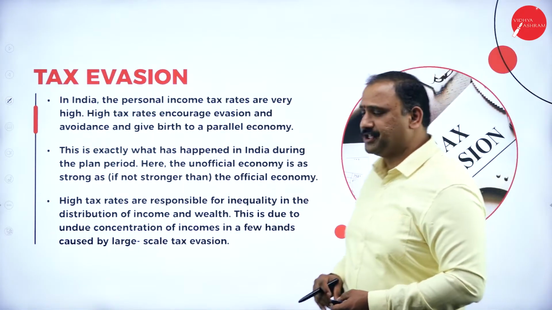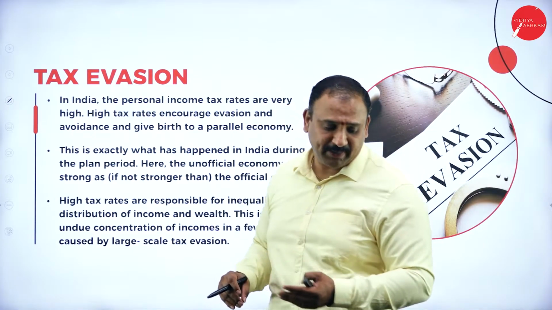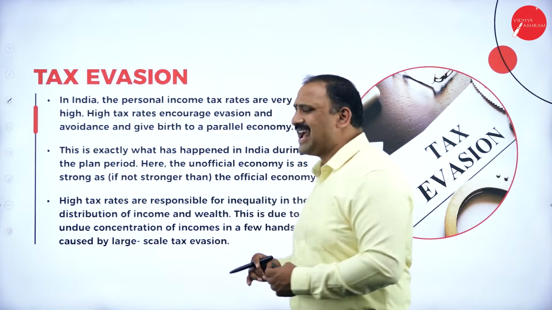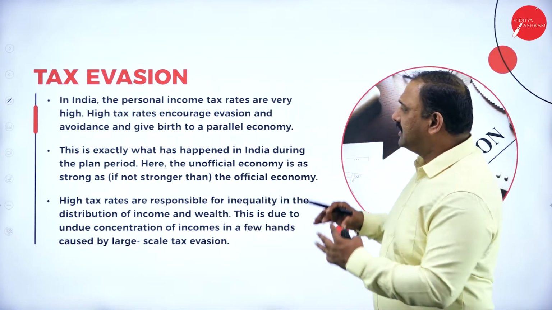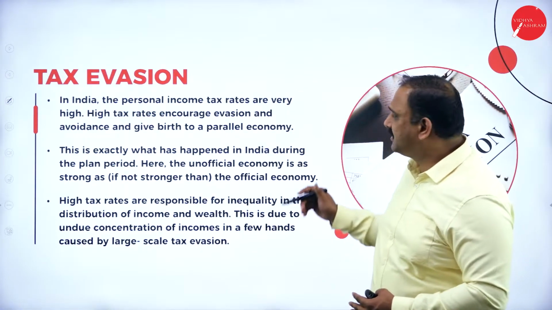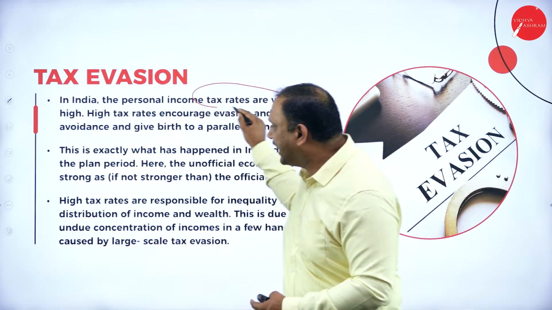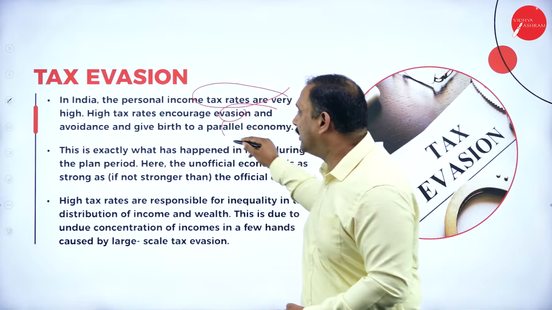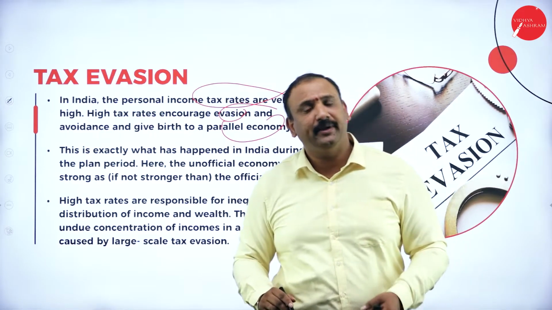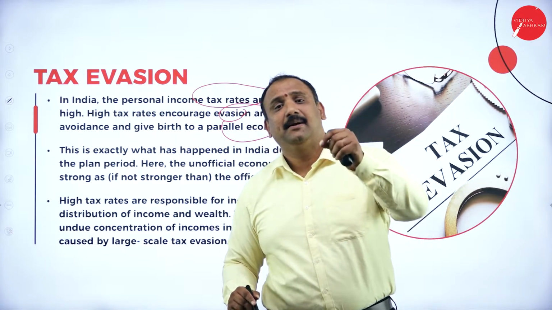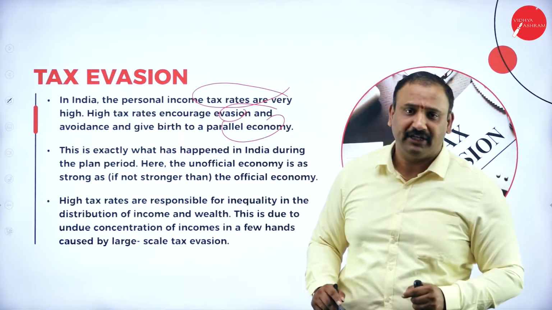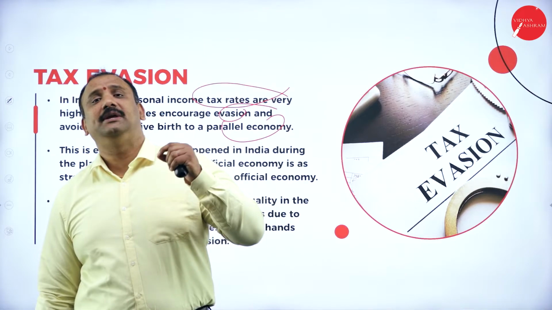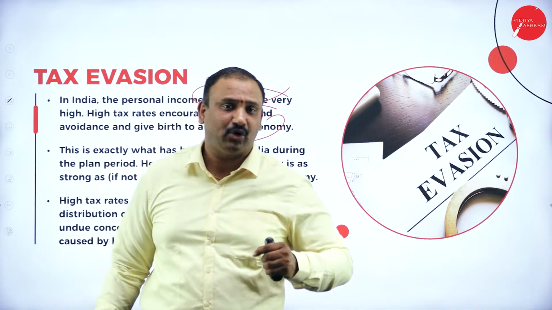Now the tax evasion, that's the next factor that we have been speaking about in our Indian scenario. What is this tax evasion all about? Tax evasion is something where the personal income tax rates are very high, and high tax rates encourage evasion and avoidance and give birth to a parallel economy, or what we call the black market or the black money altogether.